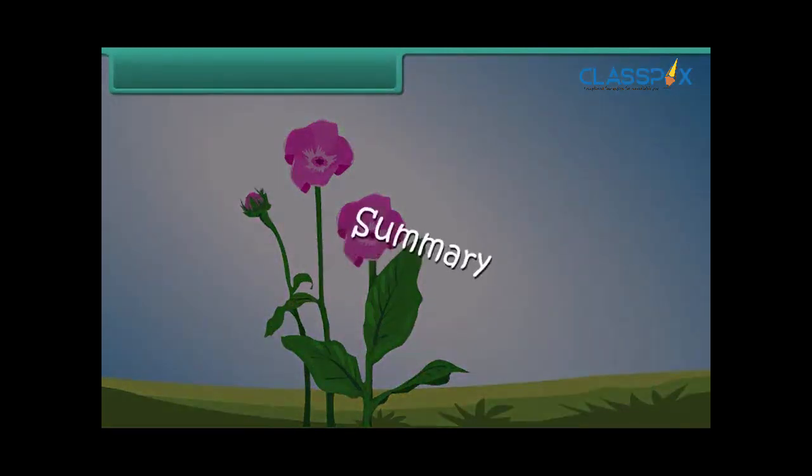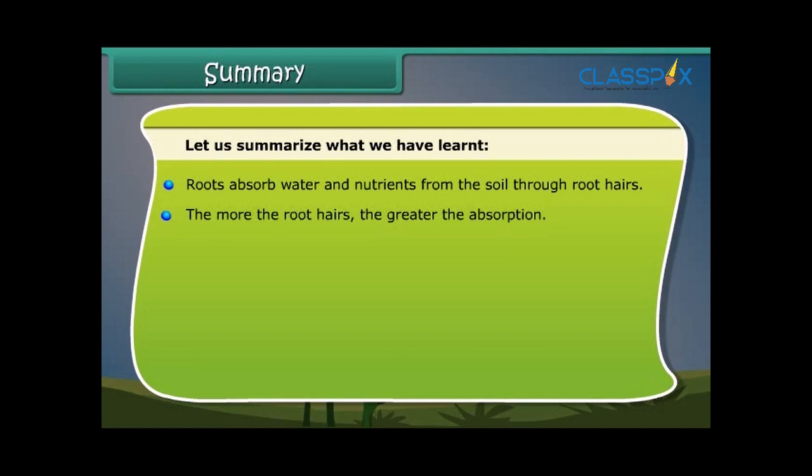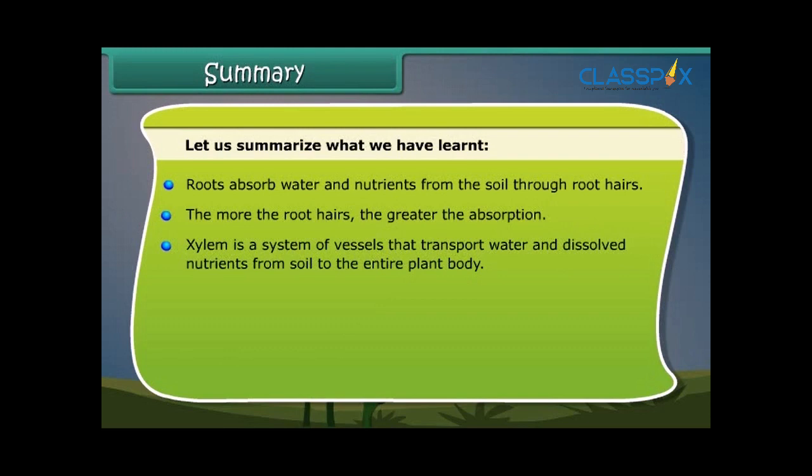Summary. Let us summarize what we have learned. Roots absorb water and nutrients from the soil through root hairs. The more the root hairs, the greater the absorption. Xylem is a system of vessels that transport water and dissolved nutrients from soil to the entire plant body.